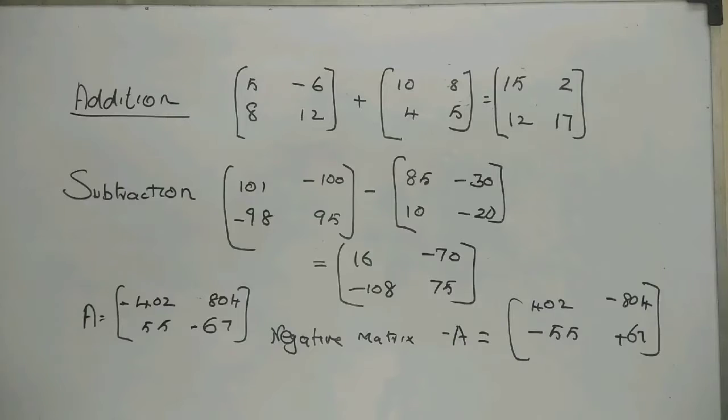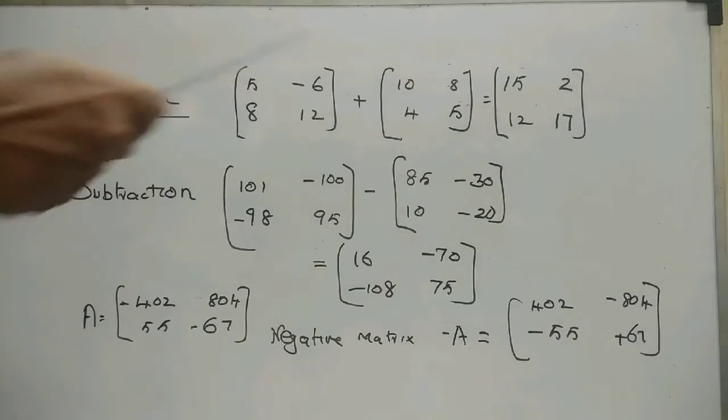Addition of two matrices. Addition and subtraction of matrices is possible only for the same order. The order of the matrix must be same. If the order of A is 3 by 3, the order of B also must be 3 by 3. Subtraction also likewise, because corresponding elements we are going to either add or subtract. So the first example I have taken is how to add the matrix. Very simple one. Just the corresponding elements will be added.